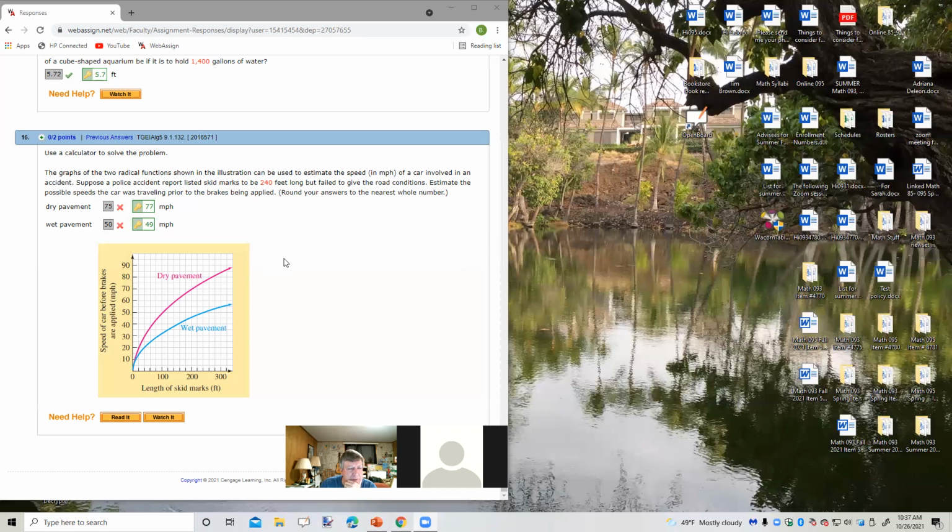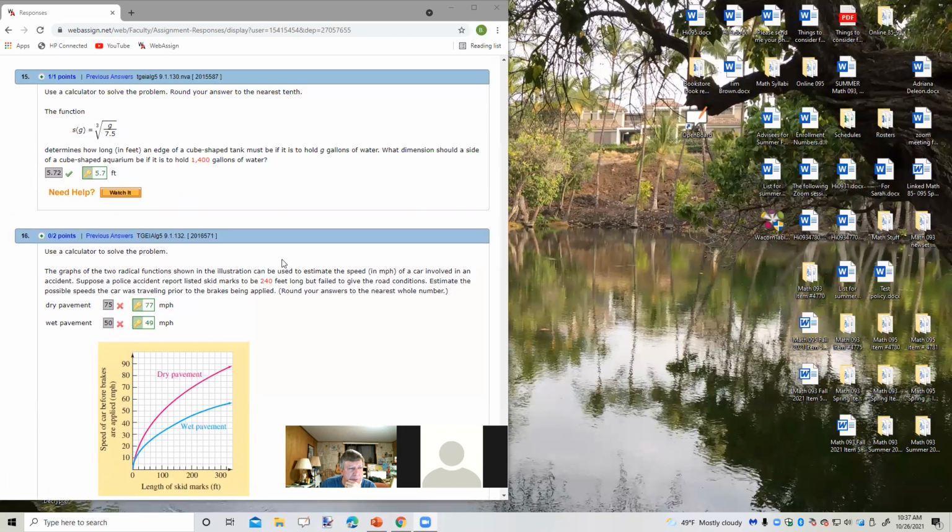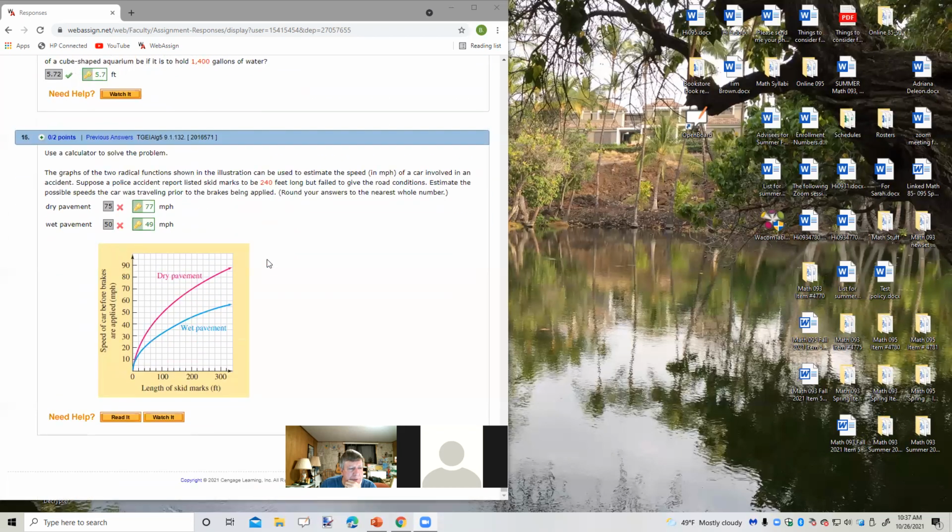Interesting. I don't see a formula given. Do you? So there's no formula. I think you just have to look up the graph and see. Yeah, and the reason I'm baffled is that it says use a calculator to solve the problem. So if there was a formula, apparently they missed giving it to us. All right, well, we'll play it by ear here. Okay, estimate the possible speeds the car was traveling prior to the brakes being applied.